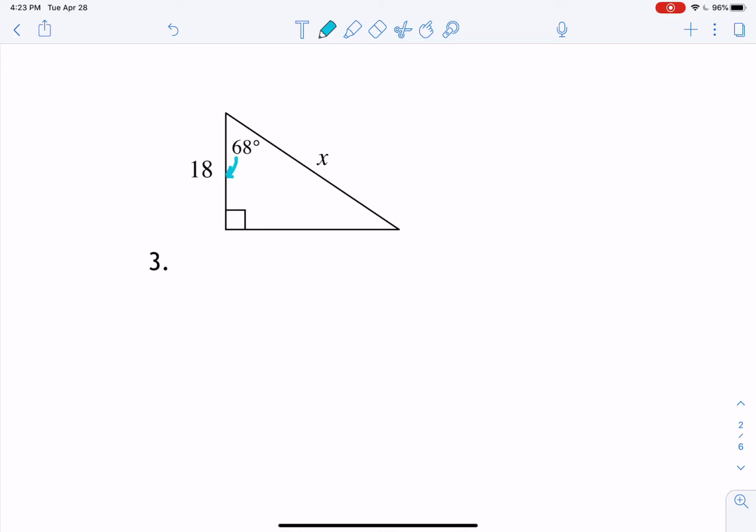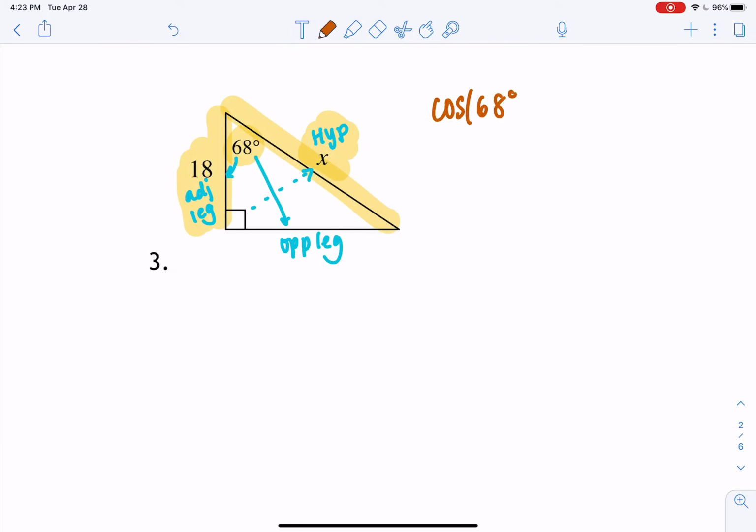So here we've got the adjacent leg, it's touching. Here we've got the hypotenuse, it's across from the 90-degree angle. And here we've got the opposite leg. We want to find the hypotenuse. We know the adjacent leg and we have the angle. So we have adjacent and hypotenuse. That tells us this is cosine of 68 degrees is equal to adjacent 18 over hypotenuse x.